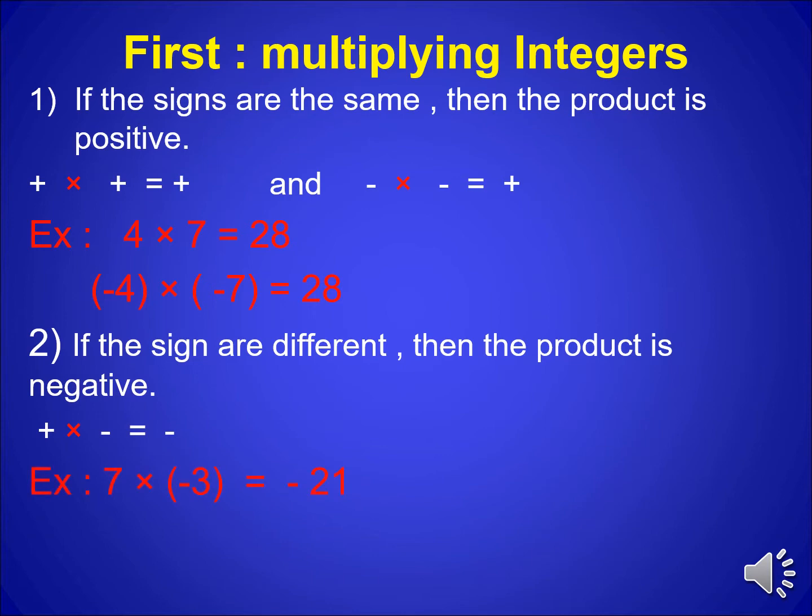As an example, 7 times negative 3, I have positive times negative, the answer will be negative, and 7 times 3 equals 21. So the answer will be negative 21. Another example, negative 6 times 4, negative times positive equals negative, and 6 times 4 equals 24.